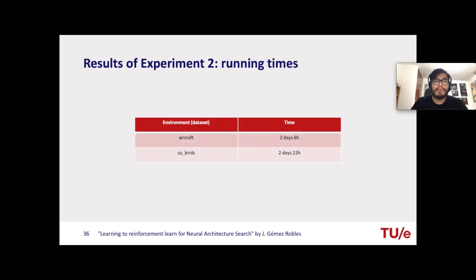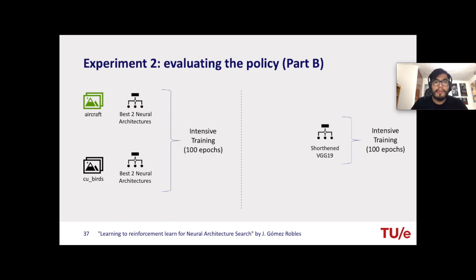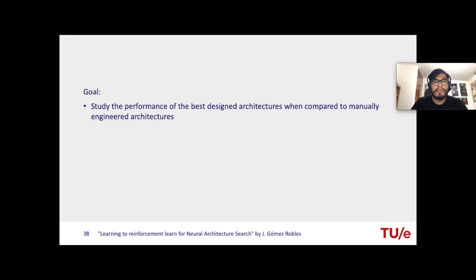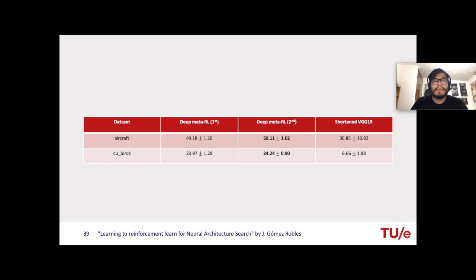Again, the running times are on the screen. Now, let's remember that during reinforcement learning, the sampled networks are trained for 12 epochs only. For part B of this experiment, the best two architectures per dataset are trained more intensively. We compare the performance of these two architectures against a shortened version of the popular VGG network, which is modified to match the input size of 84 times 84. The goal is to study the performance of the best designed architectures when compared to manually engineered ones. We see that the best architectures designed by the agent outperform the VGG-like network, particularly for the dataset CU Birds. This helped to develop a notoriously better network. This shows the benefits of using our framework instead of manually engineering.